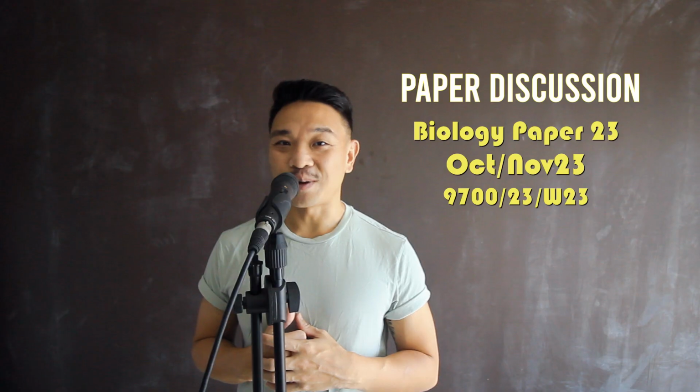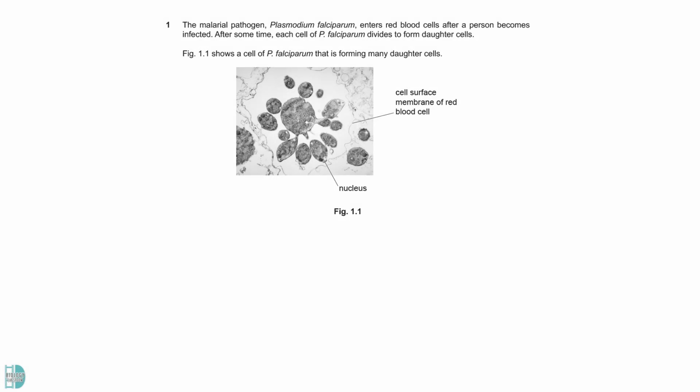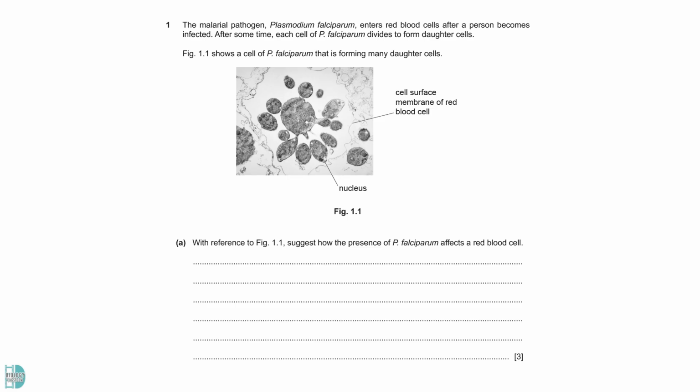This is a paper discussion video, so get ready with this paper and let's go through the questions and answers together. Figure 1.1 shows the appearance of a Plasmodium-infected red blood cell. A, with reference to Figure 1.1, suggest how the presence of Plasmodium falciparum affects a red blood cell.